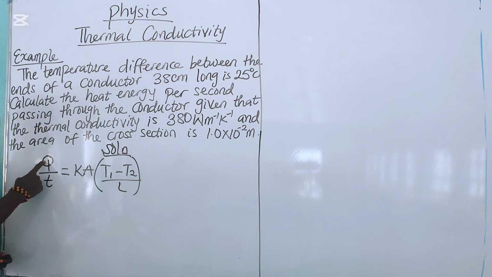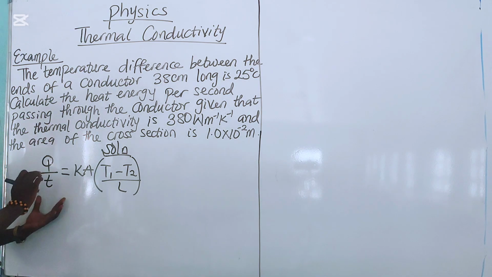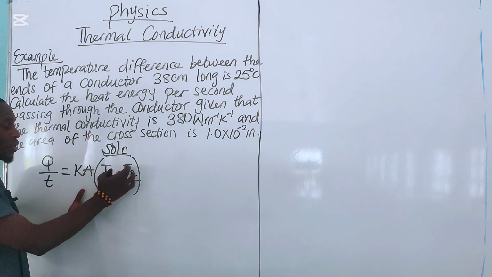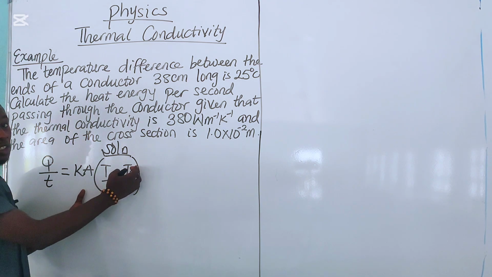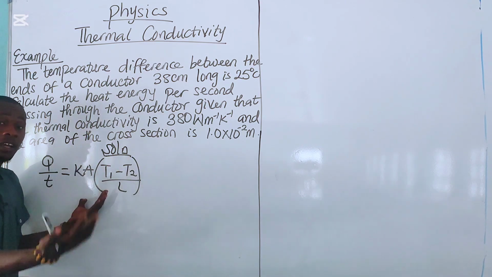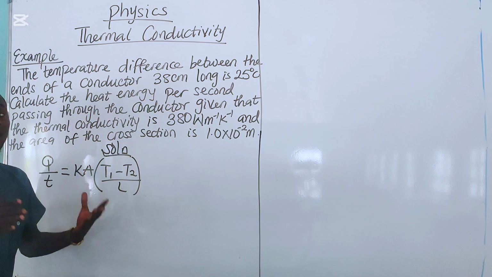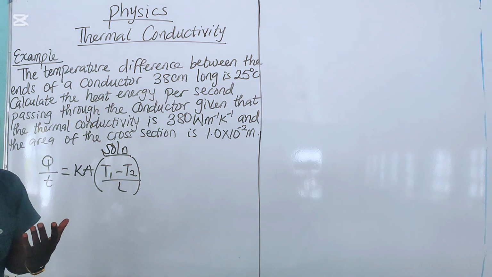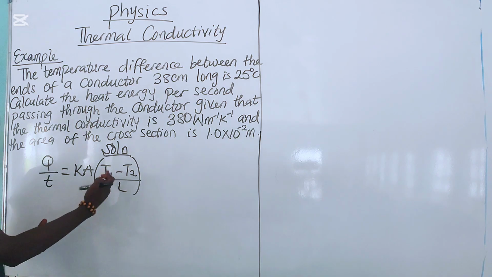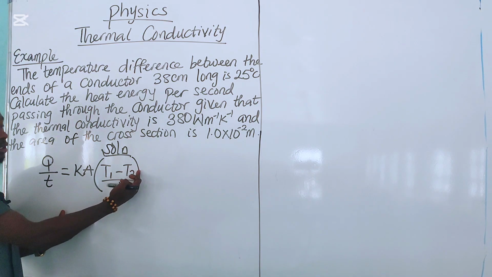Remember that Q here is a quantity of heat, which is measured in joules. T here stands for the time taken for the heat to be transferred, whose unit is seconds. And then T1 minus T2 here stands for the temperature difference. T1 stands for the initial temperature and T2 stands for the final temperature. Of course, we know that heat is going to be transferred, so the initial temperature will be greater than the final temperature. So that is why we have T1 minus T2.